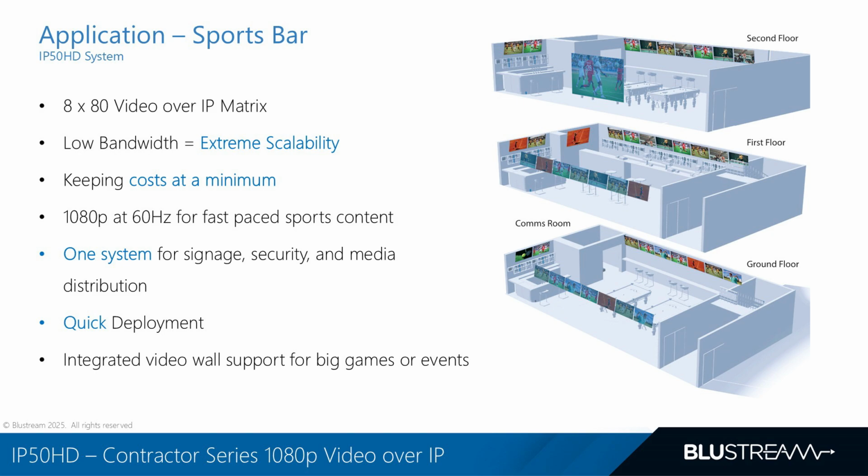This means you can deploy dozens or even hundreds of endpoints on a standard 1 gigabit network without the need for costly 10 gigabit infrastructure. In this particular installation, multiple floors are connected via fiber, but without the expense of SFP Plus modules or 10 gigabit uplinks. At 1080p, the image quality remains sharp and immersive, especially in venues like this where viewing distances make the difference between 1080p and 4K negligible.